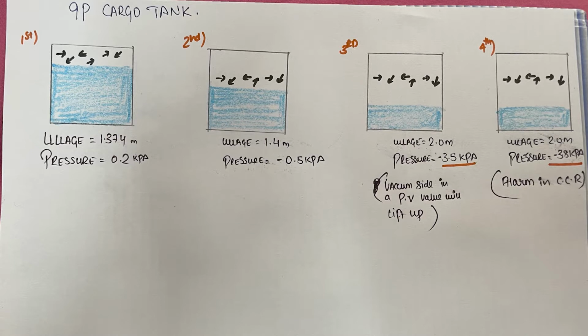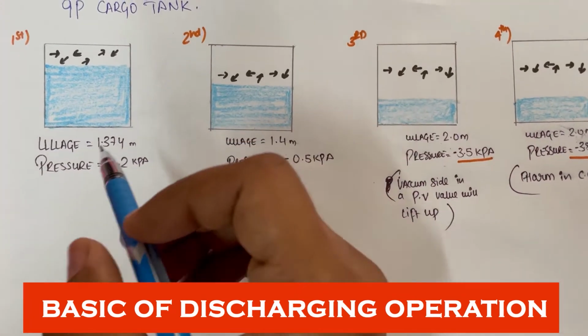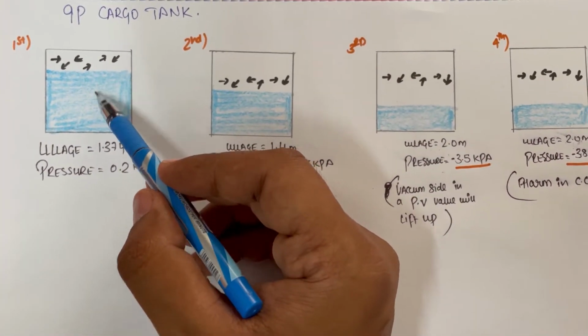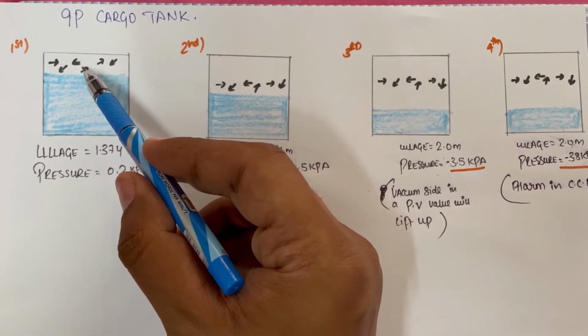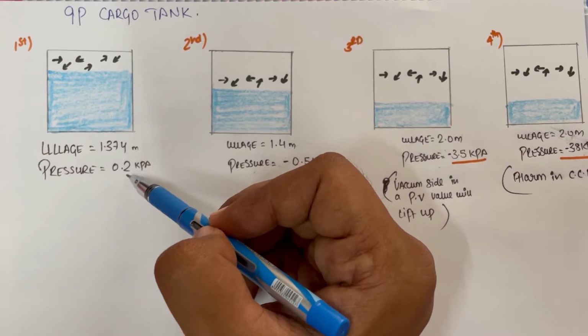so that when we are seeing the discharging operation, we'll have a better understanding of the operation and we won't have any doubts during the operation. So let's start. Quickly, by an example over here, if you see this as a 9-port cargo tank, this is the cargo inside the tank and that's the air. So the initial LH is 1.374, pressure is 0.2.